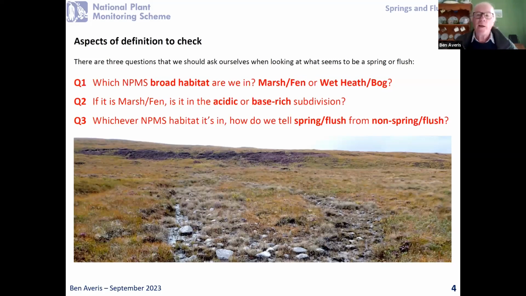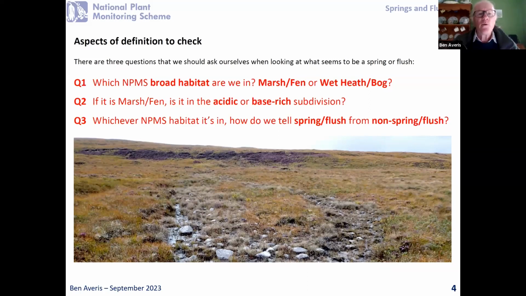But it's worth checking it out here again with a more specifically spring and flush way of looking at things, because not all marsh fen is spring or flush. And then whichever NPMS habitat it's in, how are we going to tell if it's a spring or flush from marsh or fen or wet heath that isn't really a flush or a spring?